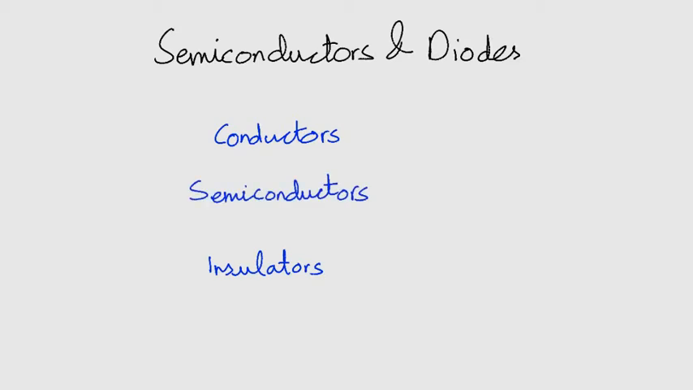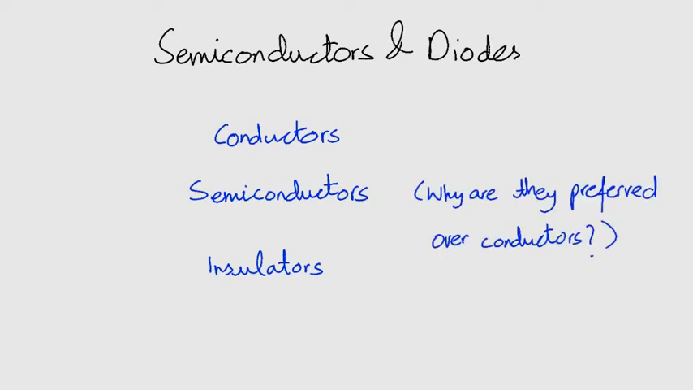Hello and welcome back. We all know that conductors conduct current and insulators don't, while semiconductors are obviously something in between. Now, why do we use semiconductors in electronics and prefer them over conductors? To answer this, let us start with the atom and work our way upwards in the next few lessons.